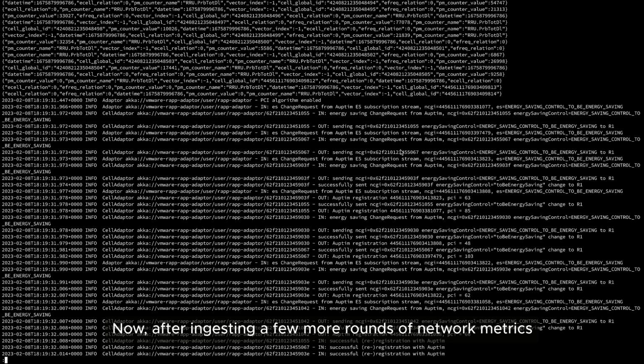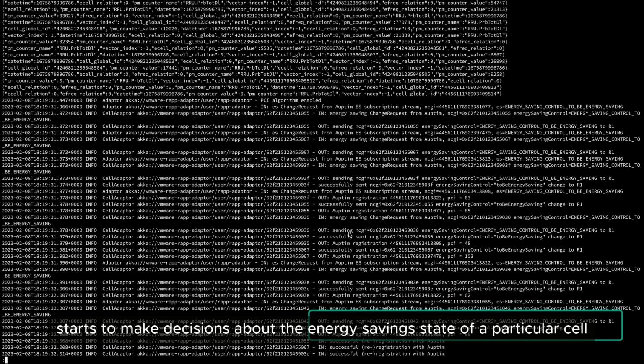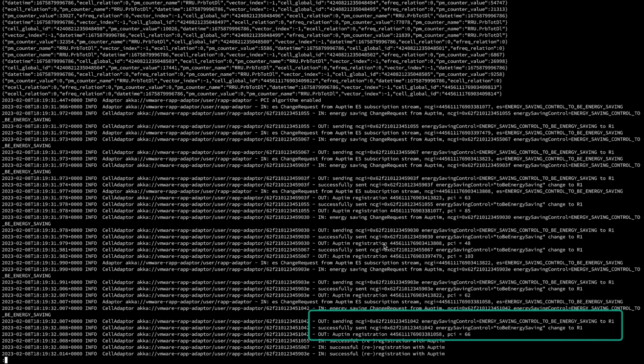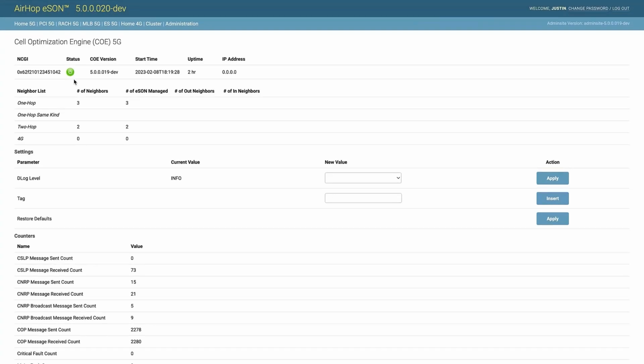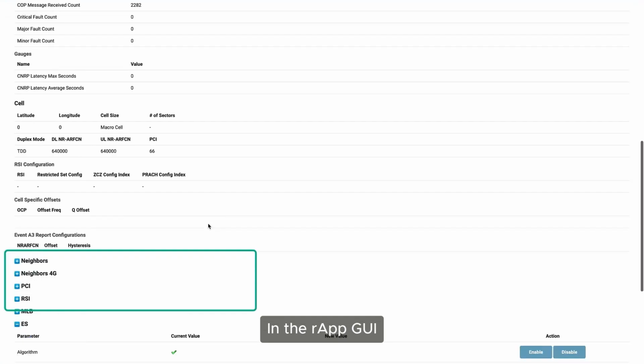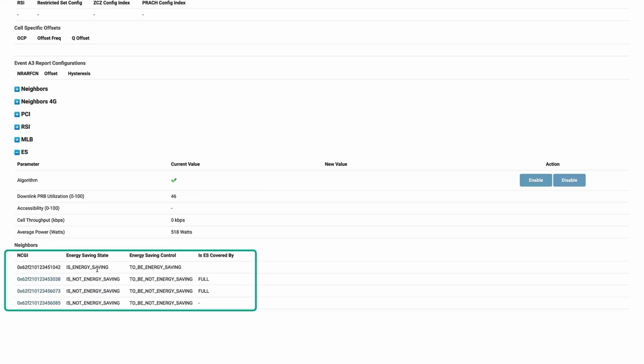Now, after ingesting a few more rounds of network metrics, we can see how the rApp's algorithm starts to make decisions about the energy saving state of a particular cell. Looking at the rApp logs, we can see how cell number 51042 has been ordered to transition to energy savings mode. In the rApp GUI, we can confirm that the cell has transitioned to the energy saving state.